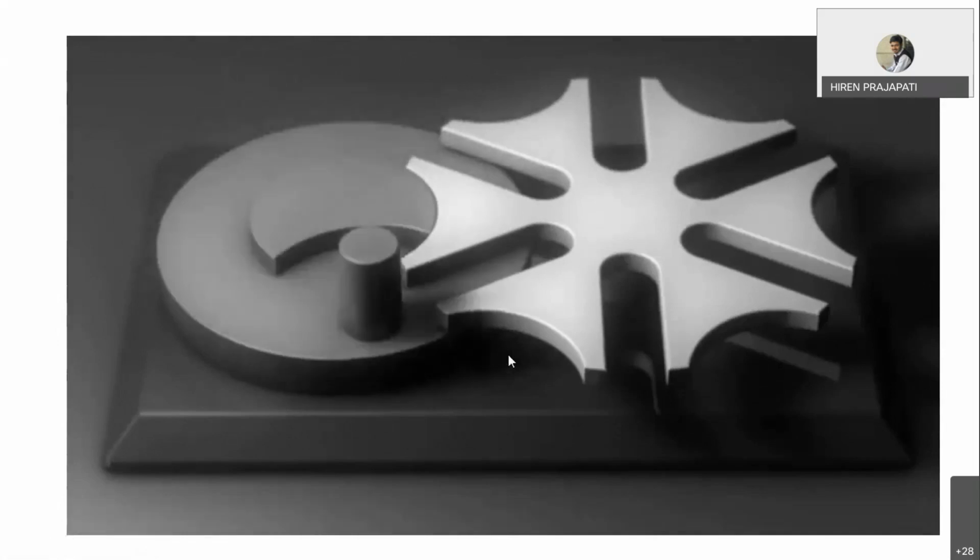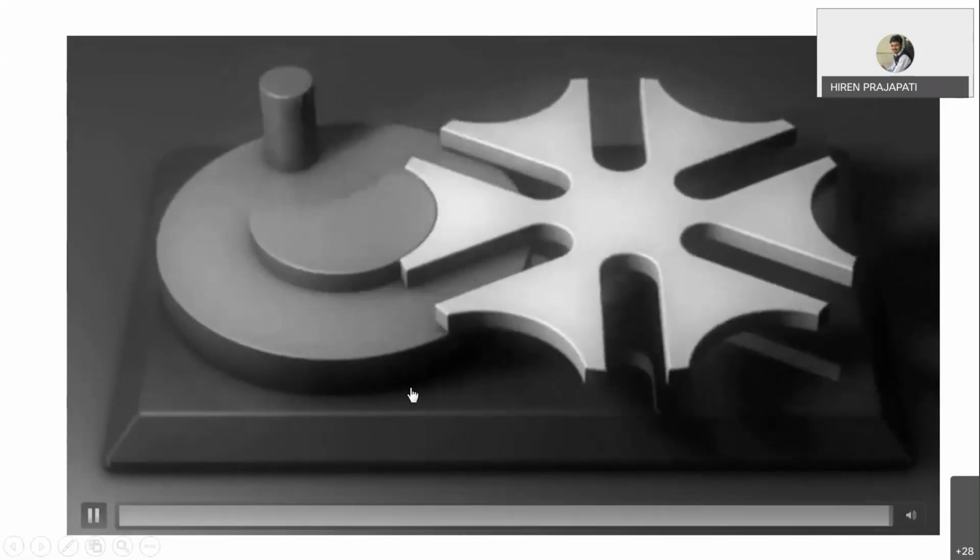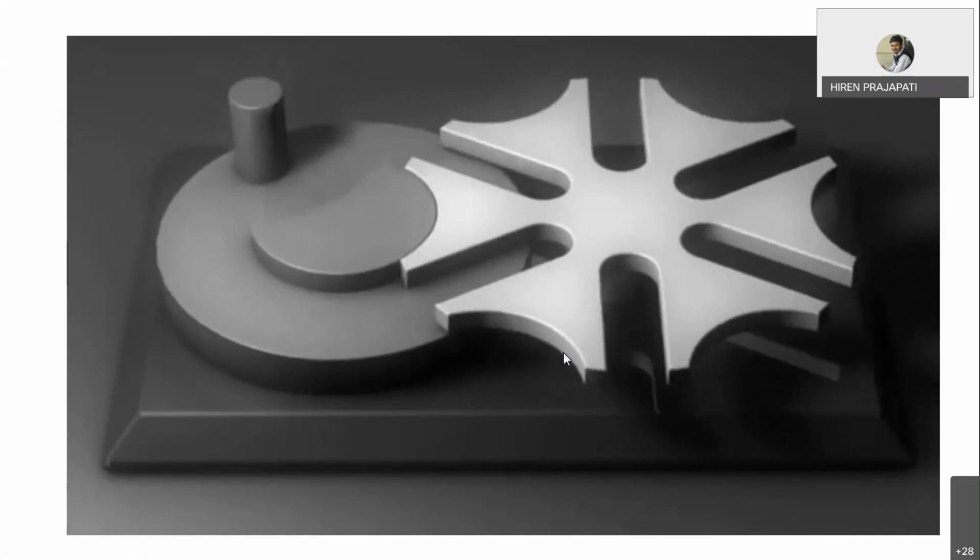Now I wanted to ask one question. What is the purpose of this step wheel, and why are this type of cut sections given? If we don't provide this type of step wheel, and if we don't provide this type of cut sections on the Geneva wheel, then what will be the issue? Will you please revert in the chat box?